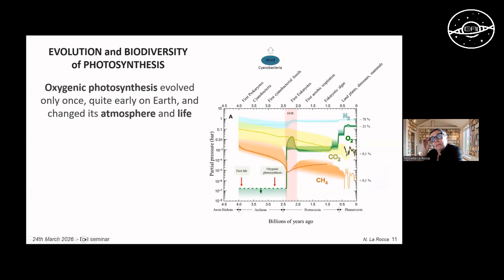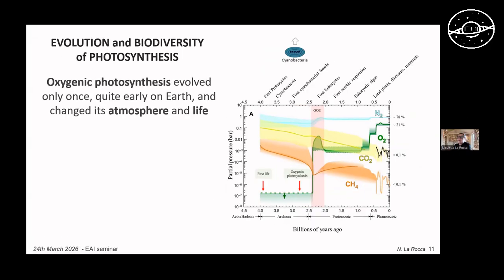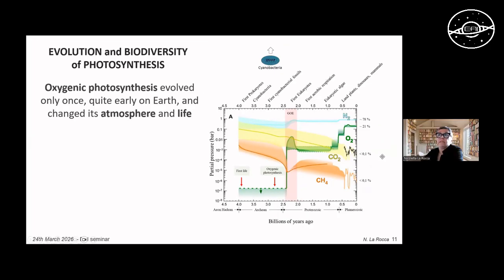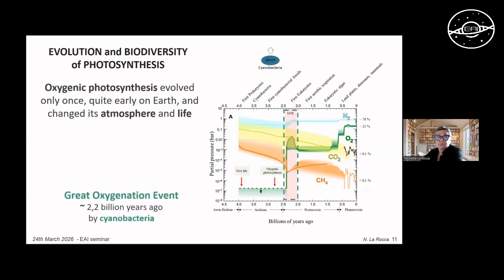And this event completely changed the atmosphere of our planet, which became more habitable, and completely changed also the life form on our planet. The photosynthetic process was evolved by cyanobacteria early in the Archean, and they were also responsible for the great oxygenation events that happened about 2.2 billion years ago.